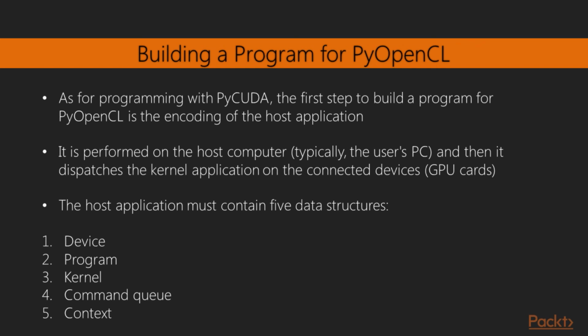The host application must contain 5 data structures. 1. Device. This identifies the hardware where the kernel code must be executed. A PyOpenCL application can be executed on CPU and GPU cards, but also in embedded devices, such as a field programmable gate array, or an FPGA. 2. Program. This is a group of kernels. A program selects the kernel that must be executed on the device. 3. Kernel. This is the code to be executed on the device.